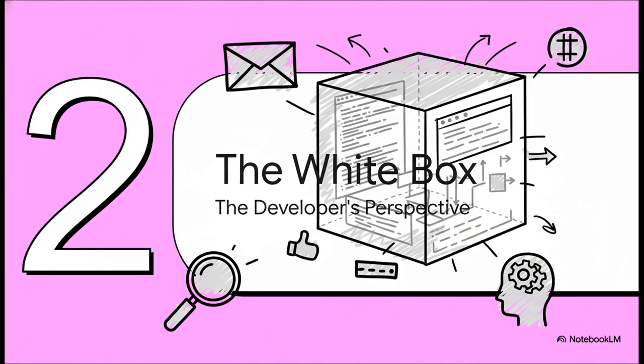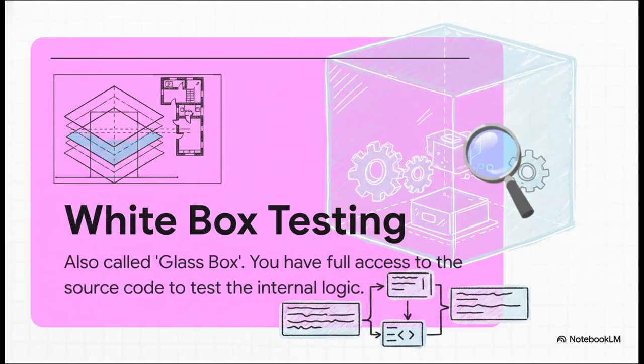Now, let's switch gears and flip the script completely. We're going from that sealed, mysterious black box to a box made of crystal clear glass. This is white box testing, and this is all about seeing the software from a developer's point of view. With white box testing, you're not just a user anymore. Now, you're more like an architect. You've got the blueprints, the source code. You can see every single internal pathway, every bit of logic. That's why we also call it glass box or clear box testing.